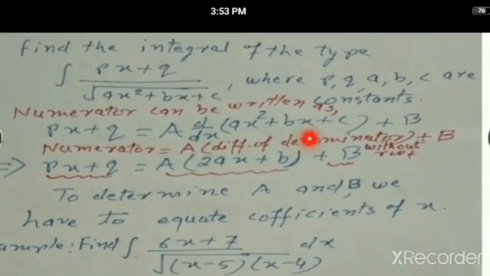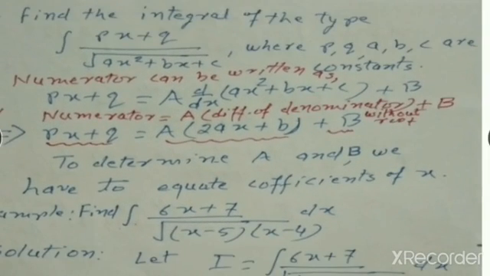To find the integral of the type integration of (px plus q) upon square root of (ax square plus bx plus c), where p, q, a, b are constants. This can be written in the form of words. The numerator can be written in this form. See, the numerator is px plus q.